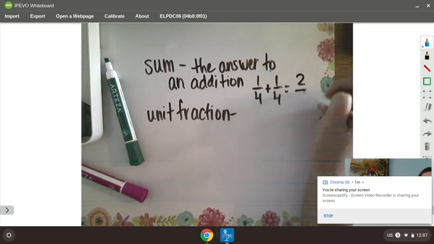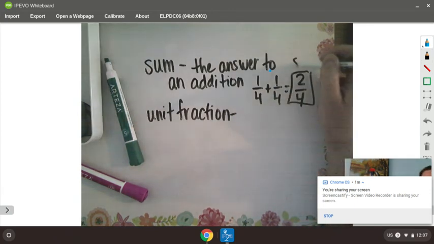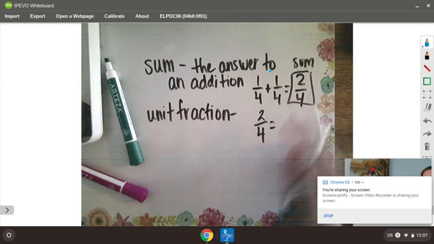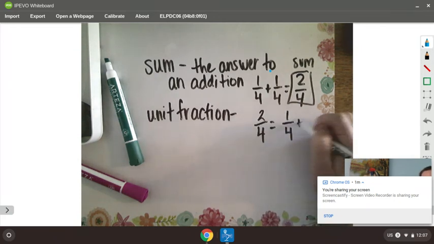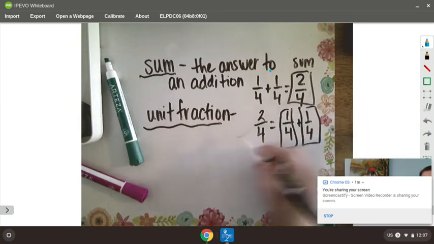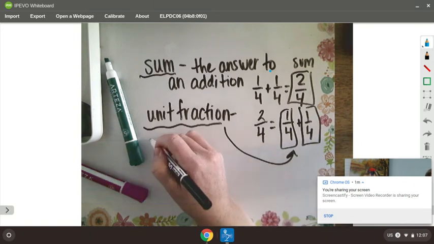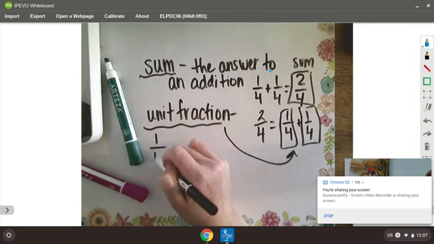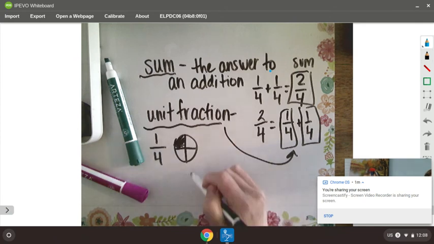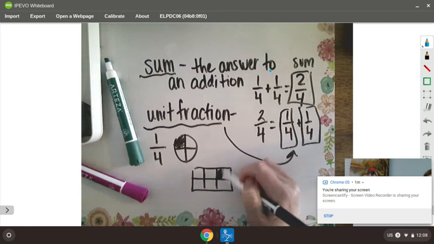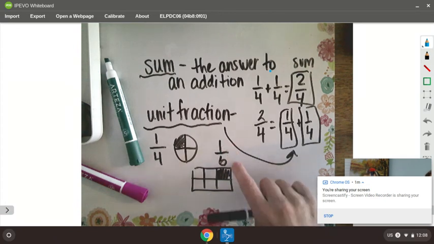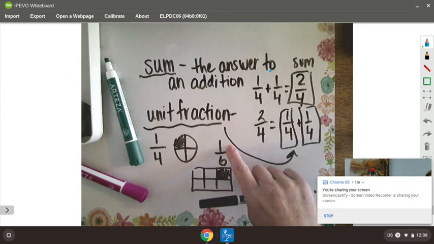1/4 plus 1/4 equals 2/4. 2/4 is the sum. Today, they gave us the sum, and we had to come up with the unit fractions that made up each sum. A unit fraction is when you have one part of however many pieces your fraction is. So 1 out of 4 is a unit fraction, 1/4. The other example I gave you was 1/6, one part of the 6 pieces. If you have one part of any amount of pieces in comparison to the whole, that is a unit fraction.